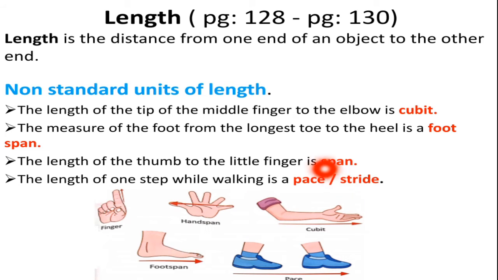Okay, so why is it called non-standard units of length? The body parts measurement may vary from one person to another. That's why it is called non-standard units of length. My hand span will vary from your hand span. The size varies because of age. So it won't be the same. That's why it is called non-standard units of length. Then how can you measure standard length?